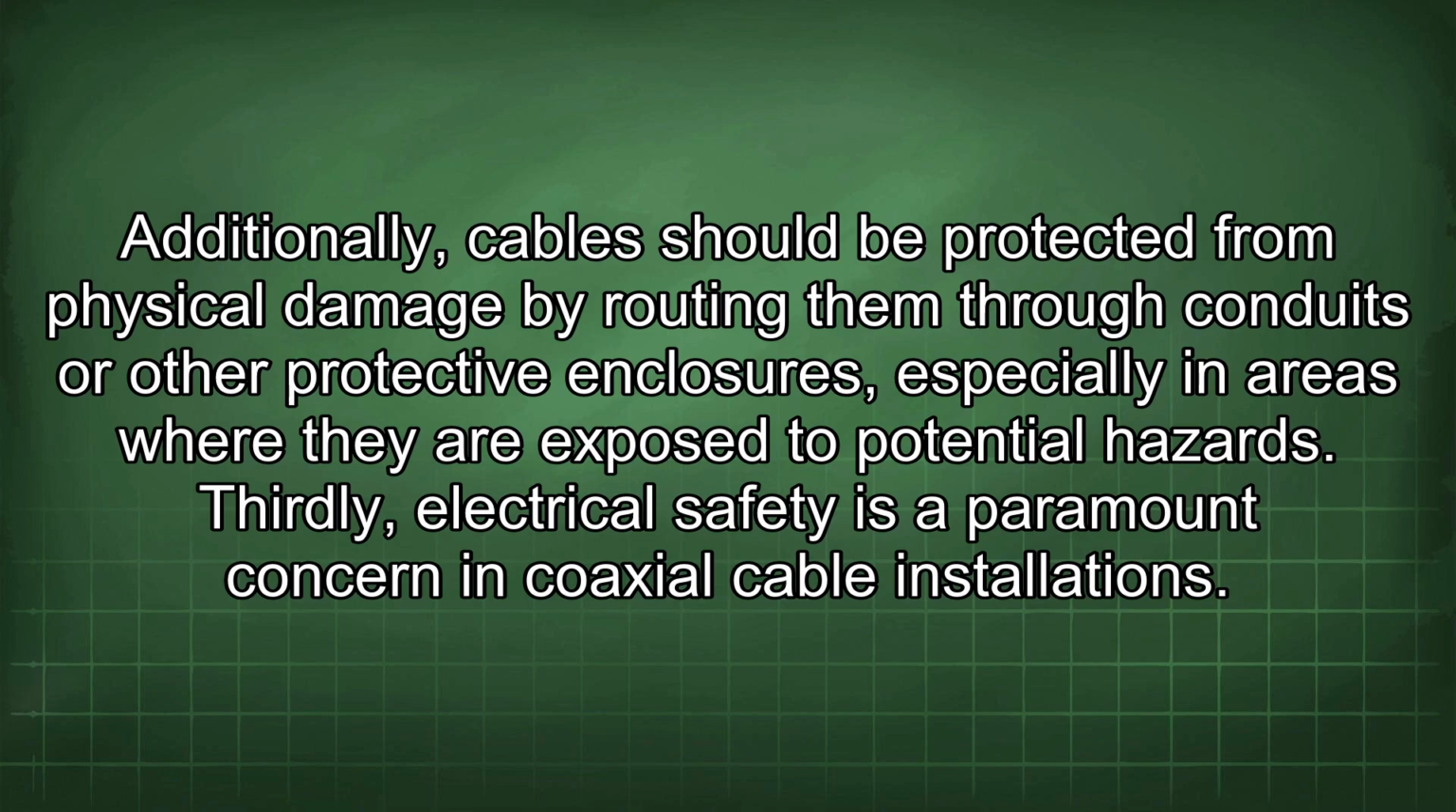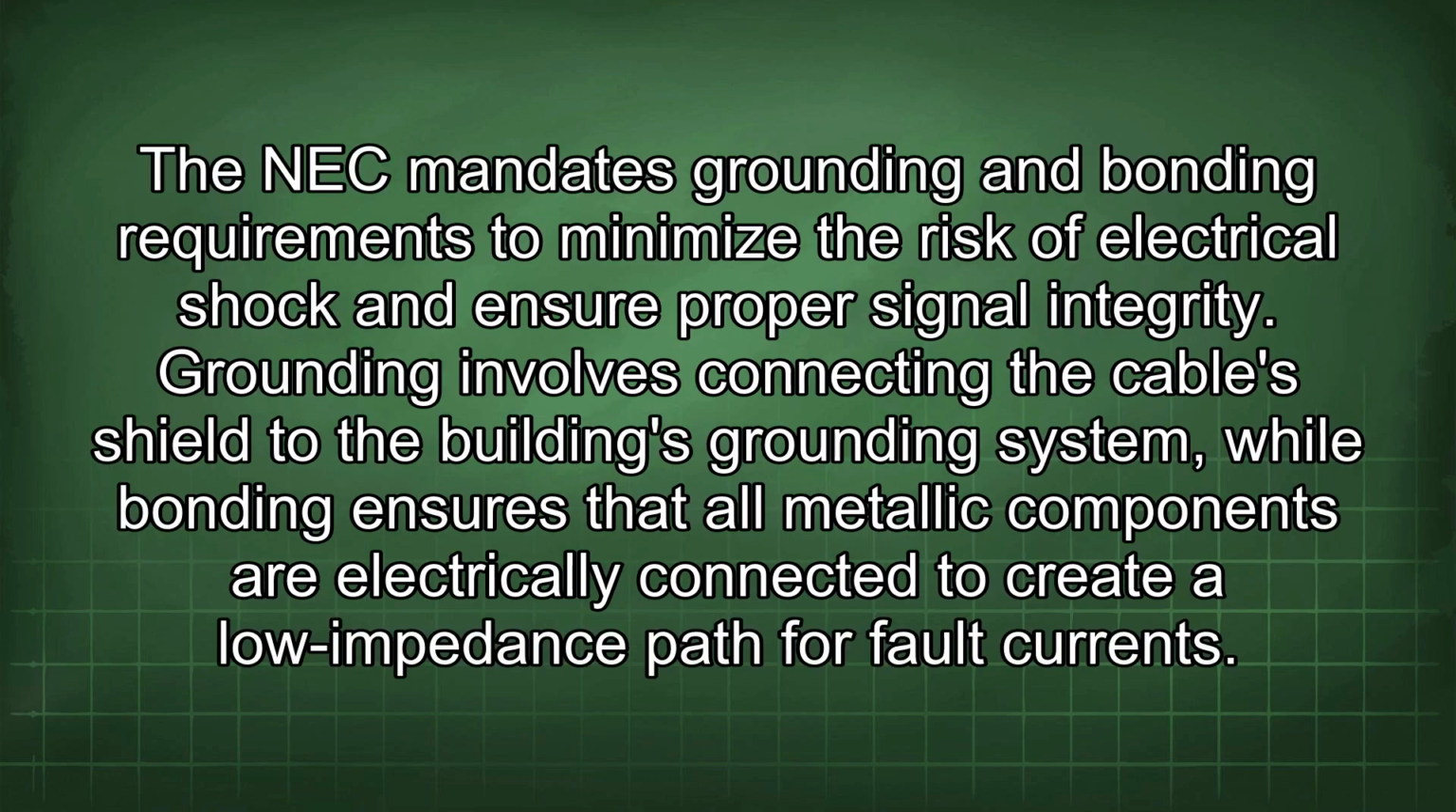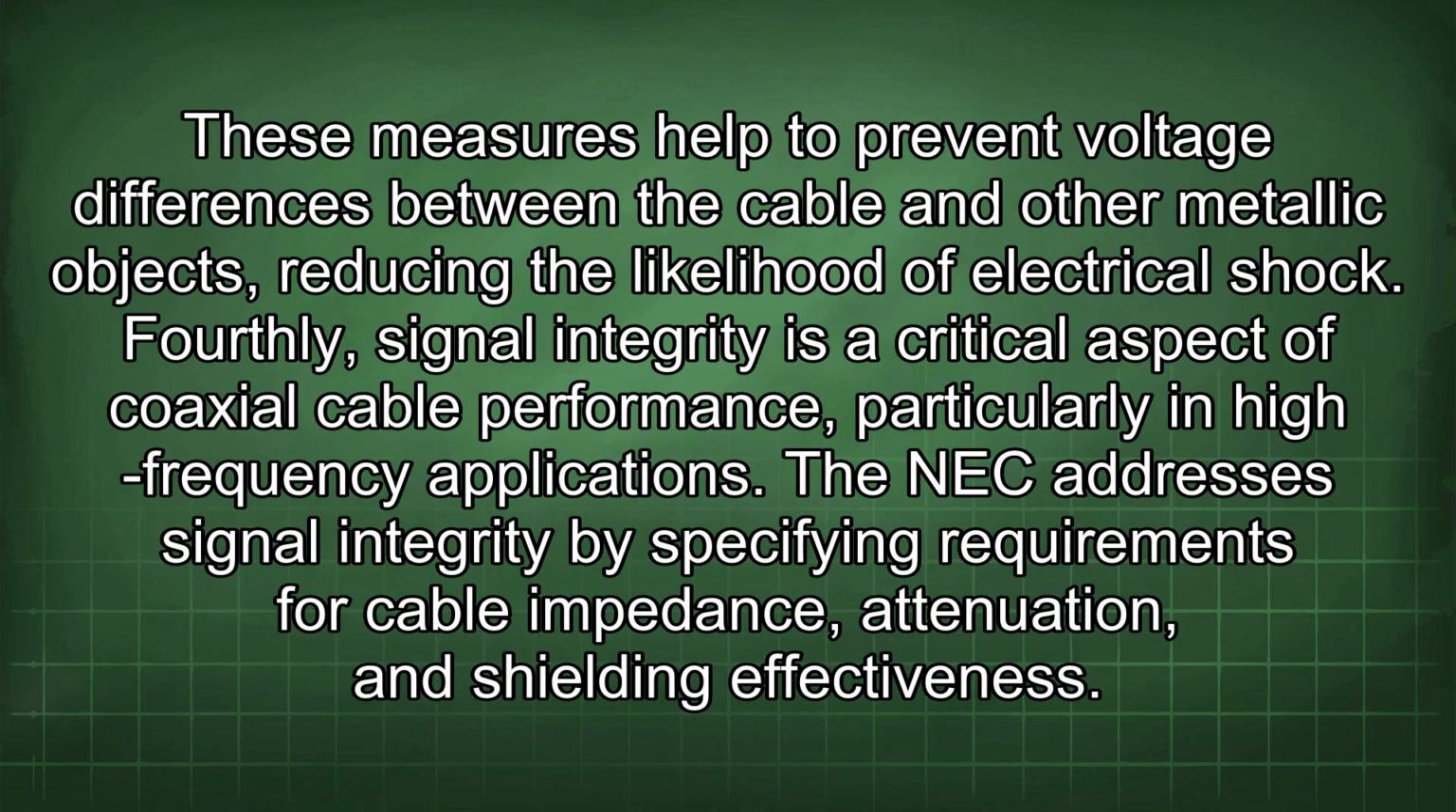Thirdly, electrical safety is a paramount concern in coaxial cable installations. The NEC mandates grounding and bonding requirements to minimize the risk of electrical shock and ensure proper signal integrity. Grounding involves connecting the cable shield to the building's grounding system, while bonding ensures that all metallic components are electrically connected to create a low impedance path for fault current. These measures help to prevent voltage differences between the cable and other metallic objects, reducing the likelihood of electrical shock.